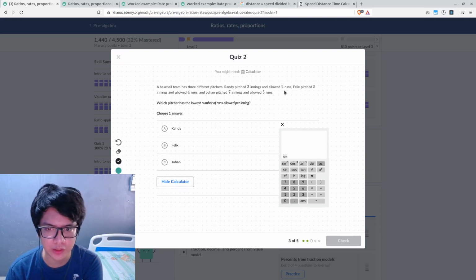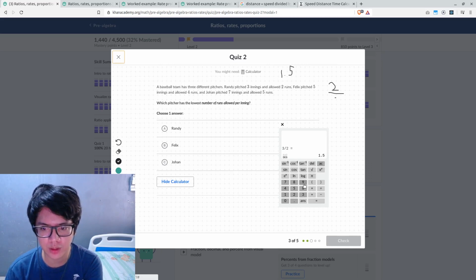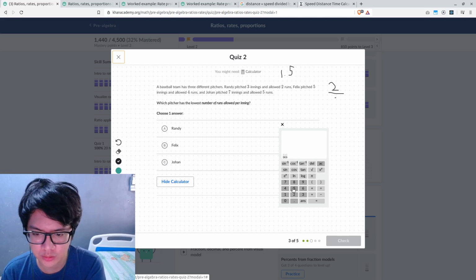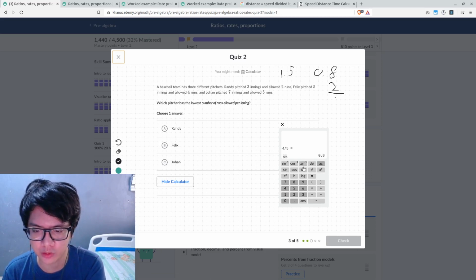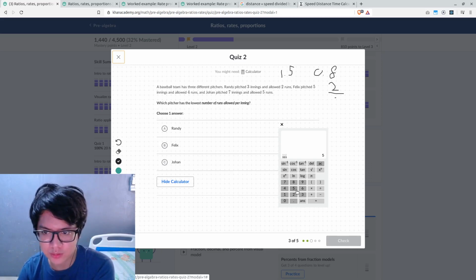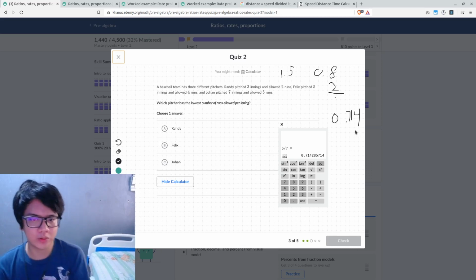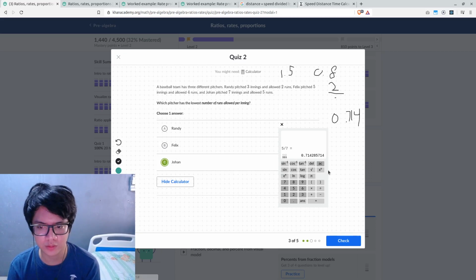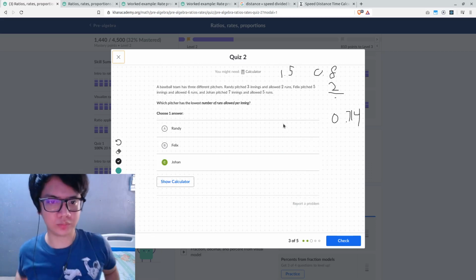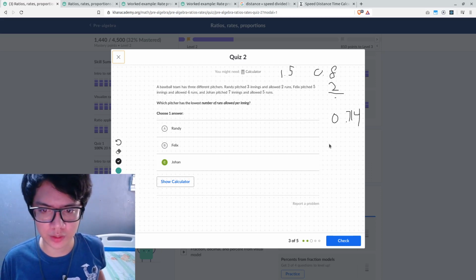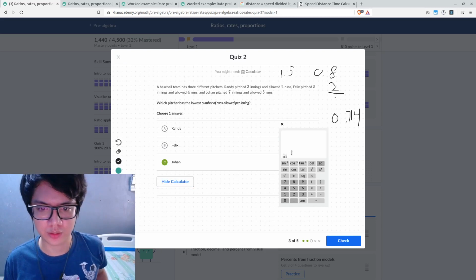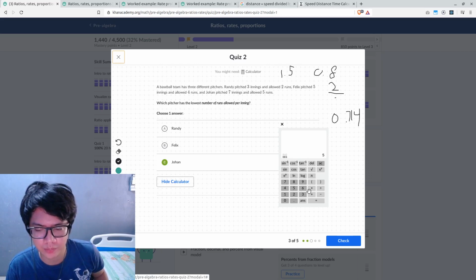So you want runs per inning. So 3 divided by 2. We have 1.5 there. Felix. 4 divided by 2. I get 0.8 for you. And 5 runs, 5 by 7. 0.71. The lowest number can be Johan. Correct, right? 7 divided by 5. 1.4. Runs 5. Let's see again.